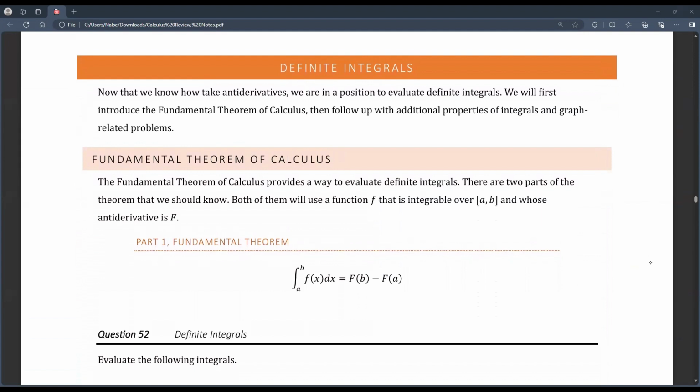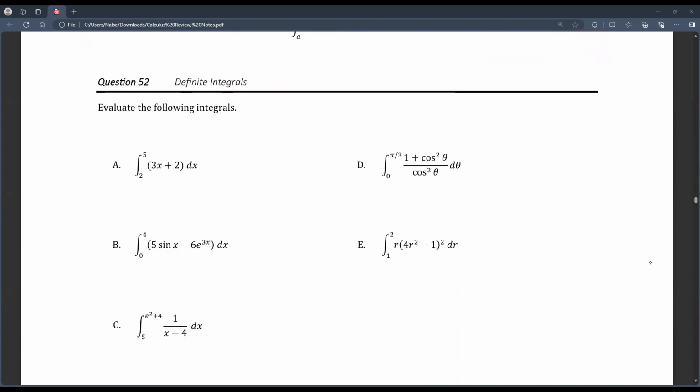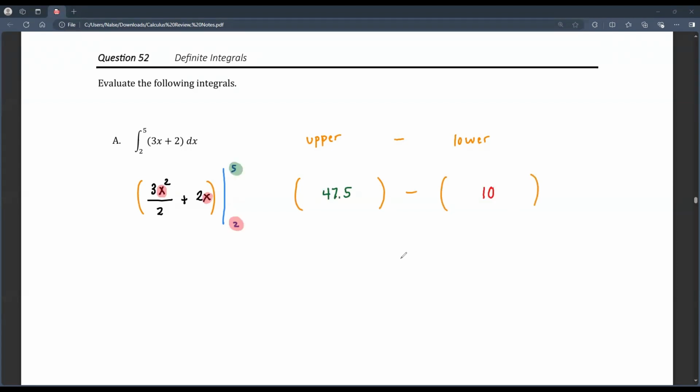Now that we know how to take antiderivatives, we are in a position to evaluate definite integrals, which are integrals with lower and upper bounds. To evaluate a definite integral, we should first find the antiderivative. In Part A, the antiderivative can be found with the power rule, and it's 3x squared over 2 plus 2x. Next, we need to plug the upper and lower bounds into the antiderivative and subtract the two quantities. This is an upper minus lower calculation. The final answer is 37.5.